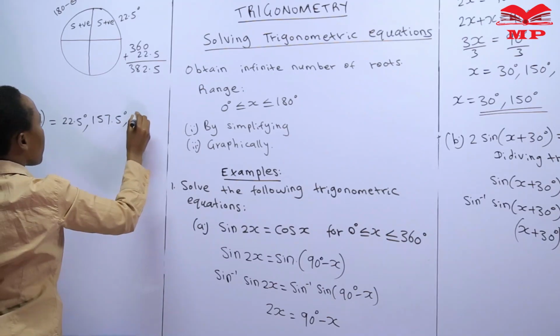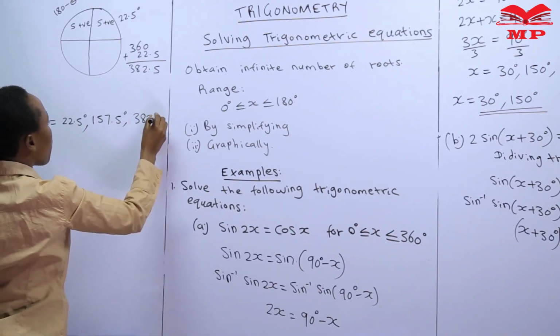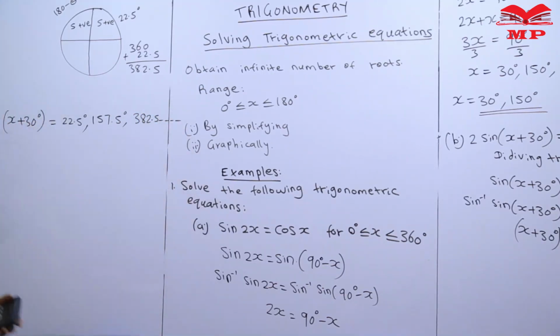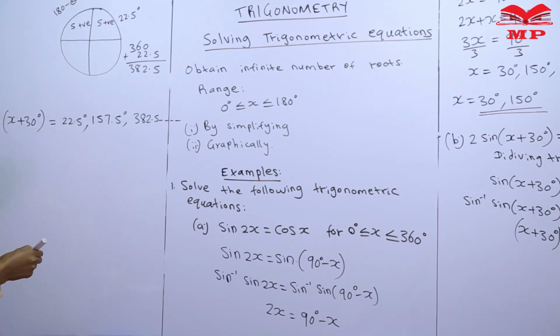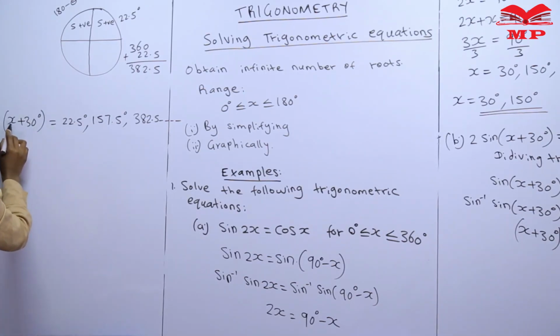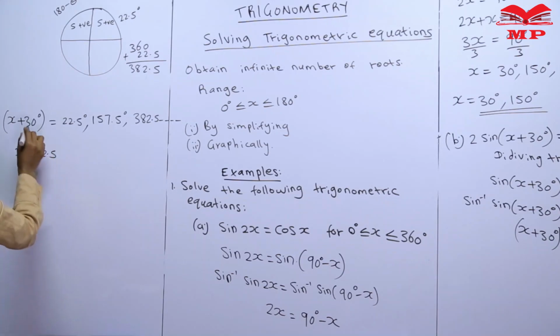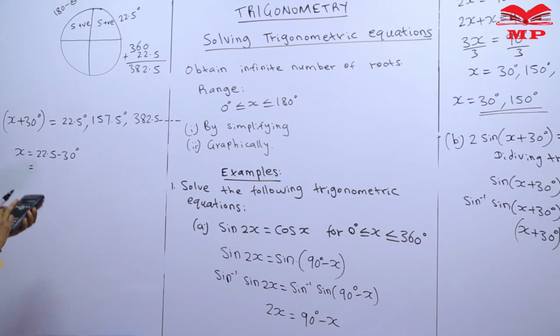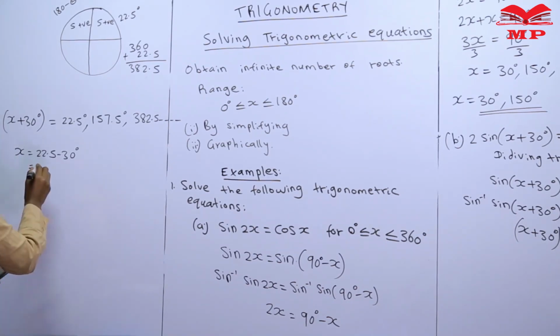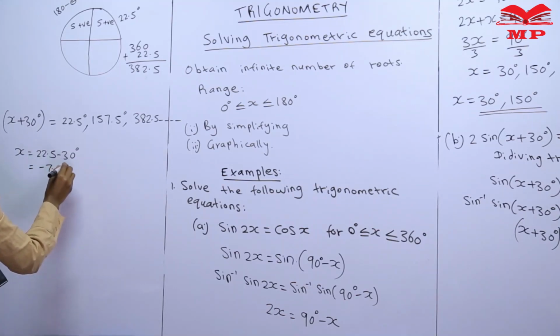So here we have 382.5, and we continue. Our x in this case, because this one is already more than 360, the first one will be x equals 22.5 minus 30, which will be negative 7.5 degrees.